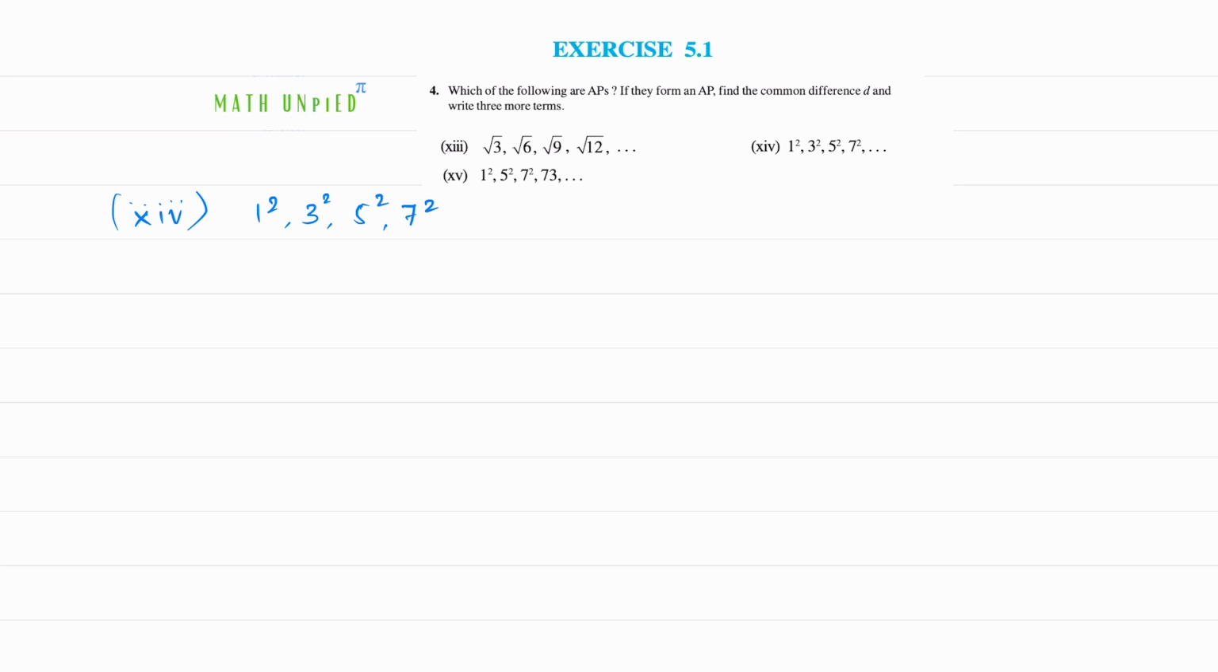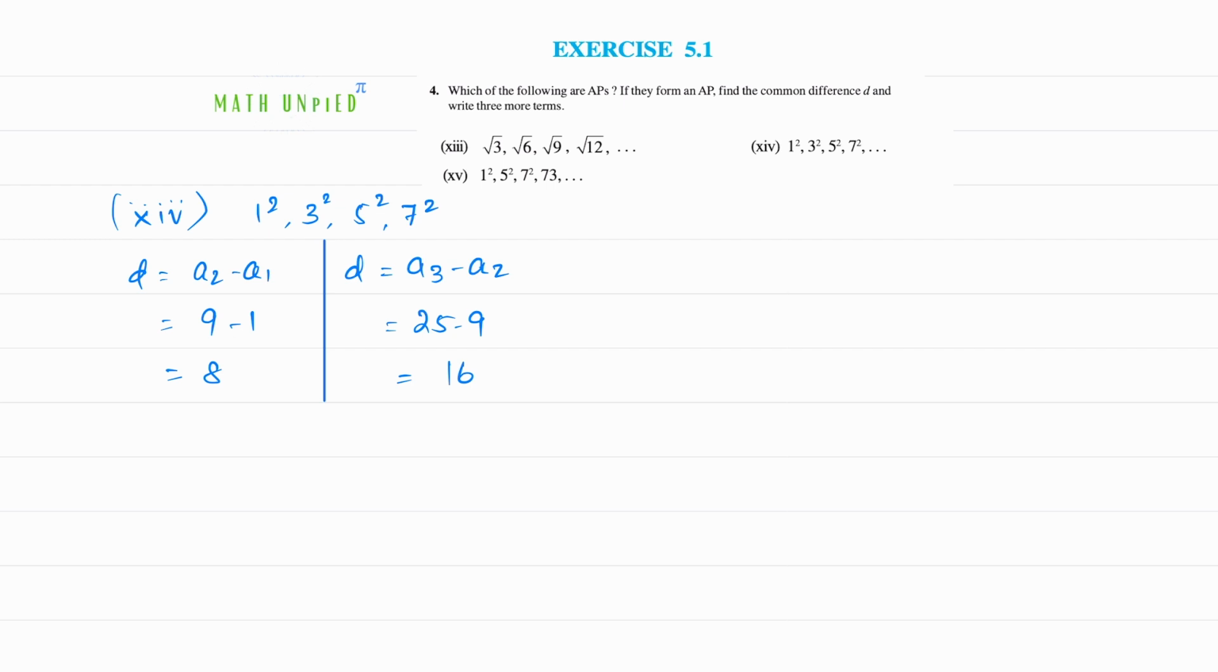Now let's do subdivision 14. The series is 1 squared, 3 squared, 5 squared, 7 squared, and so on. So we'll find D for the first two terms. This is A2 minus A1. And what is A2? 3 squared. We can write it as 9 minus 1 squared is 1. So this is 8. Similarly, D equals A3 minus A2 for the next two terms. So this is 25 minus 9, which is equal to 16.